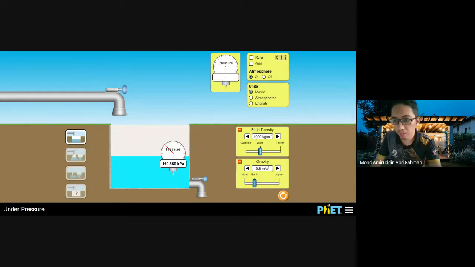Now change the density to a different value. So you observe what happened to the pressure. Say you want to fill that with honey. You fill that honey into the tank, and you observe that.